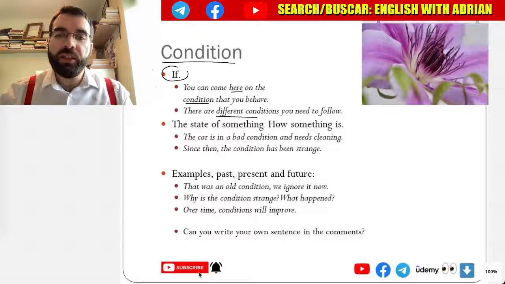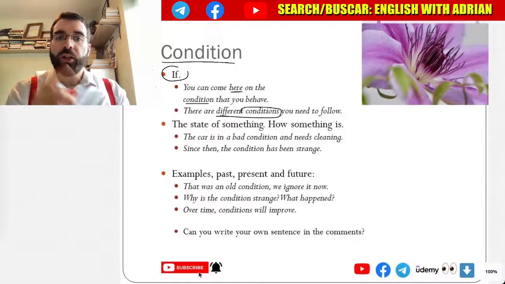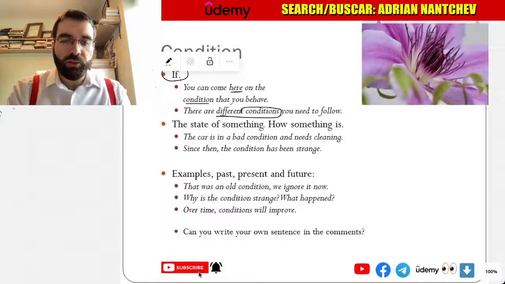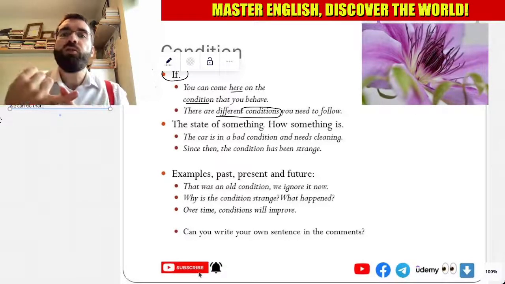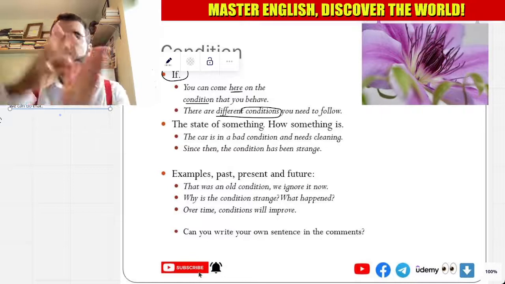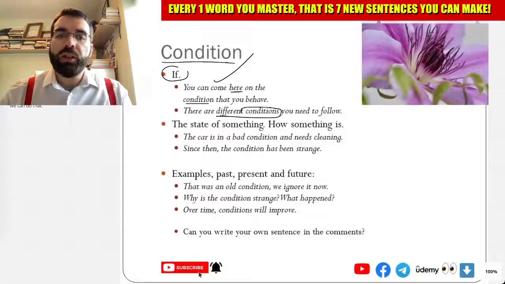There are different conditions you need to follow. There are certain rules you need to follow. Certain things you need to do first. We will need to accept these conditions before we can do that. If you do this, if you accept that, if you say this, then you can do the other thing.